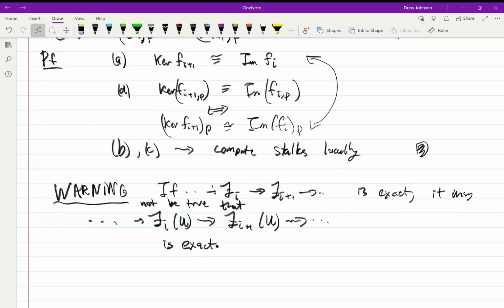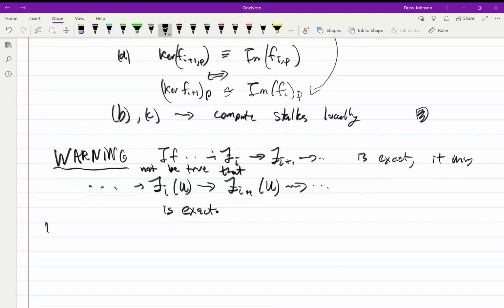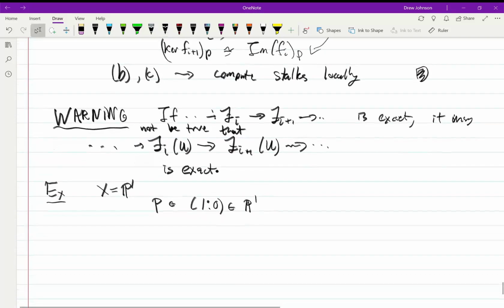All right, let's do a couple examples to get us used to working with these definitions. Let X equal P^1, and we'll take a point P to be [1, 0] in P^1. And we'll take the skyscraper, this is called the skyscraper sequence.